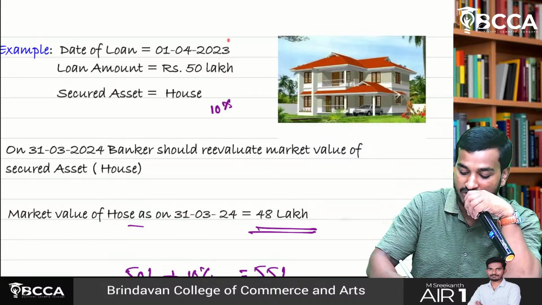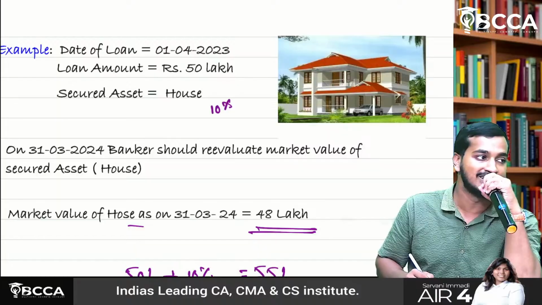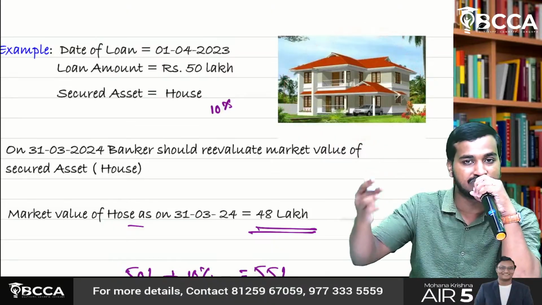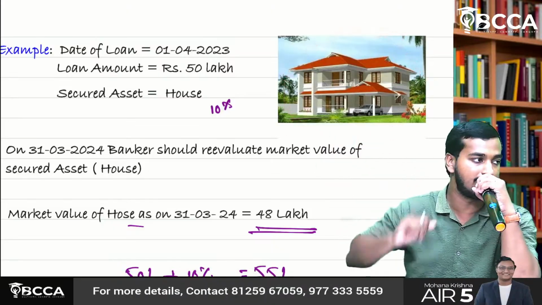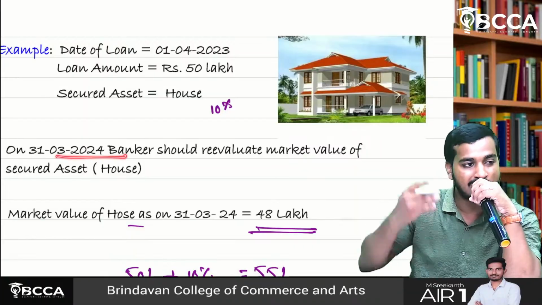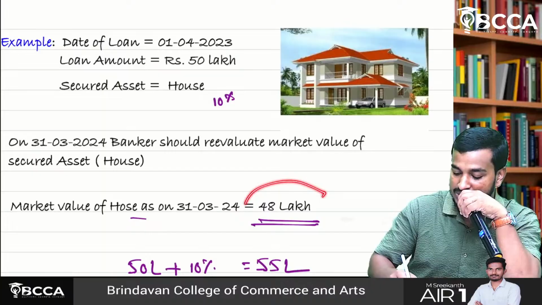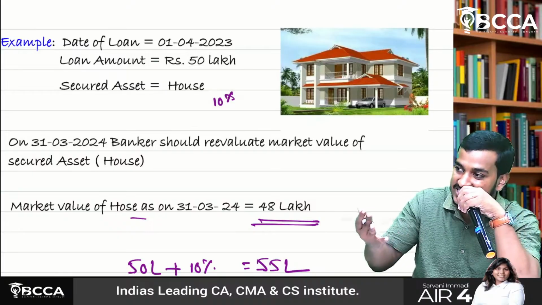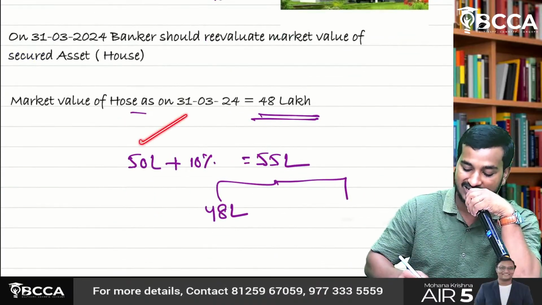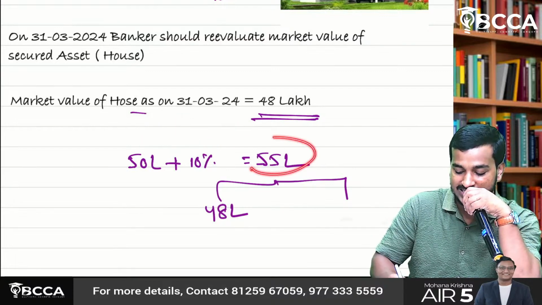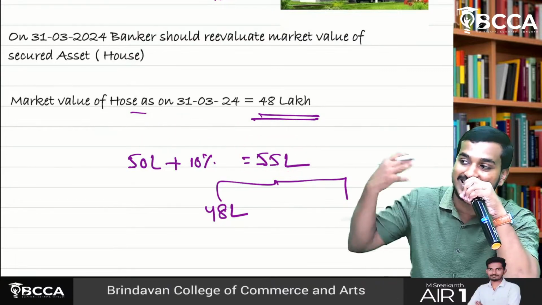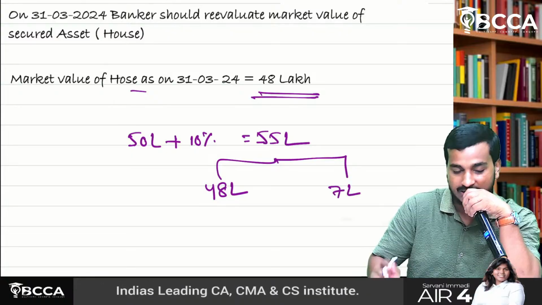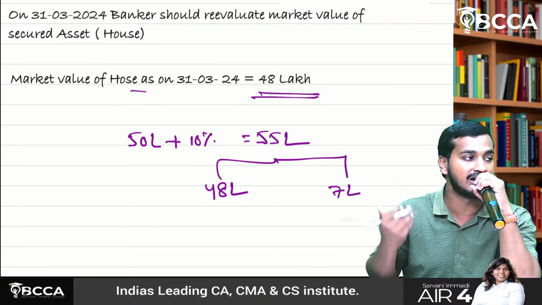We have given a loan on 1/4/23, loan amount is 50 lakh. They have given their house as security. On the date of the loan, definitely the value of the house is more than 50, around 70 or 80 lakhs. No problem at all. What happened? On the balance sheet date, while revaluing, I found that the value is only 48 lakhs. This is the realizable value of the house. What is the receivable amount from the customer? Principal amount 50 lakh plus interest 10%, so I have to receive 55 lakh. Out of that, if anything goes wrong, I will receive only 48 lakh. 7 lakh I will not recover.